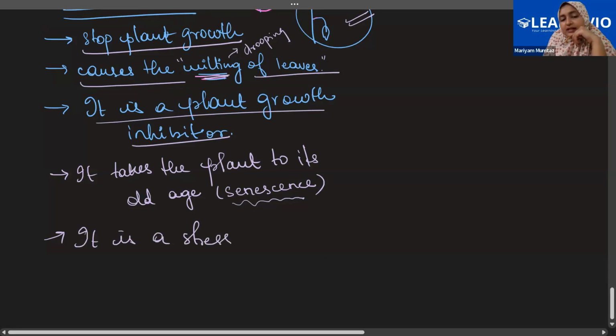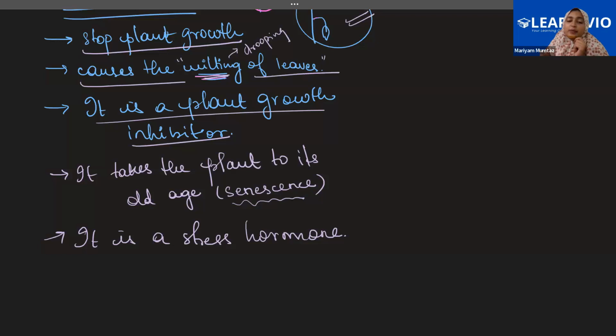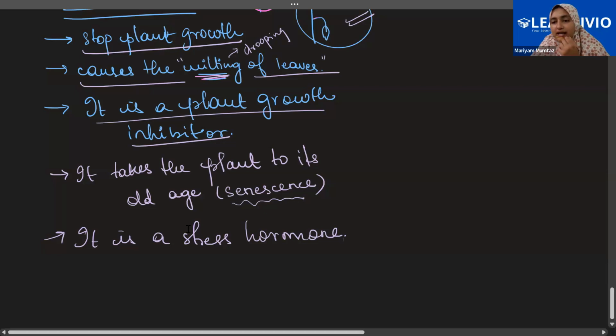So whenever the plant is undergoing any kind of stress, whether it is shortage of nutrients or bad environmental conditions and everything, then what happens? What does this particular hormone, abscisic acid, do? It makes the plant retard its growth, to slow down so that the plant won't die.